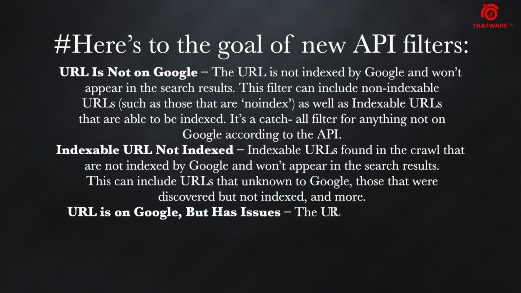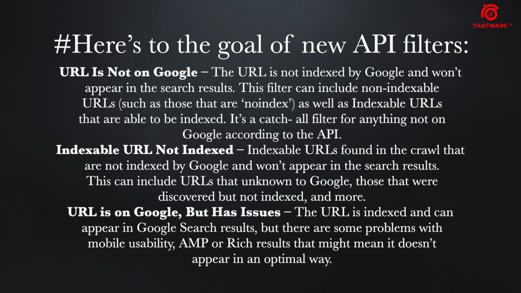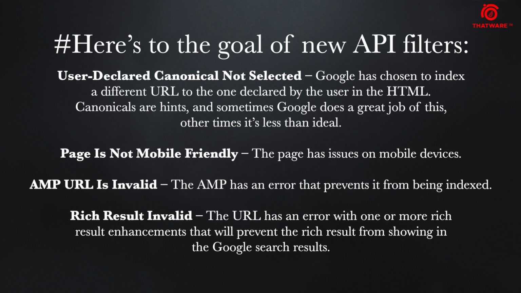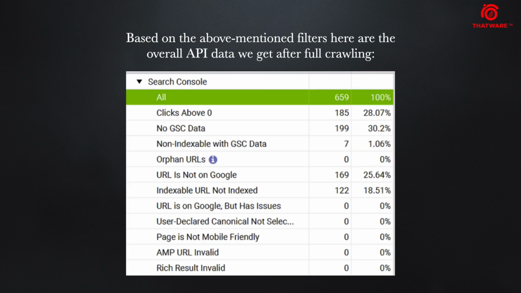So here are a few of the new parameters. URL is not on Google, or indexable URL not indexed. URL is on Google but has issues. User-declared canonical but not selected. Page is not mobile friendly. AMP issues. So this is how generic data would look, and this API would really bring very important opportunities in the entire ecosystem to see the Search Console data in an exciting way.